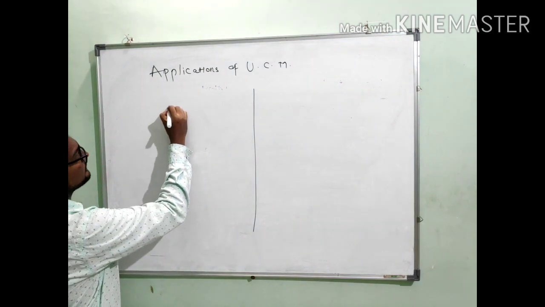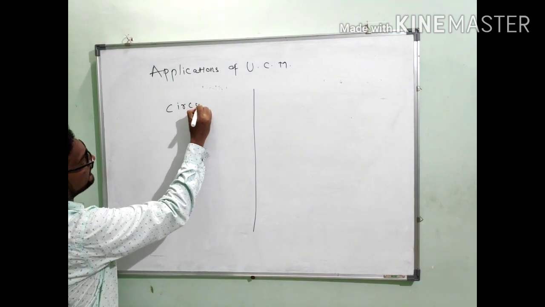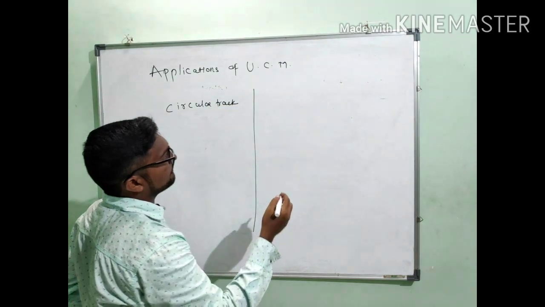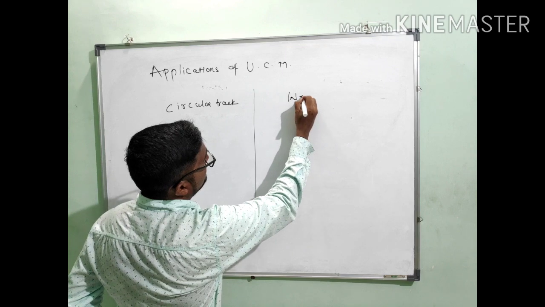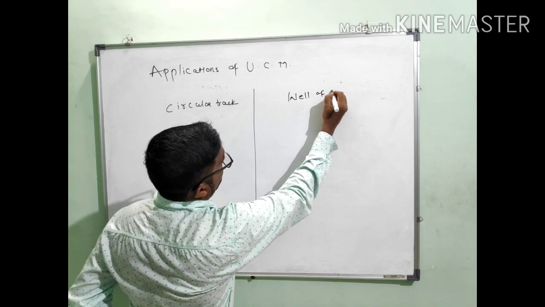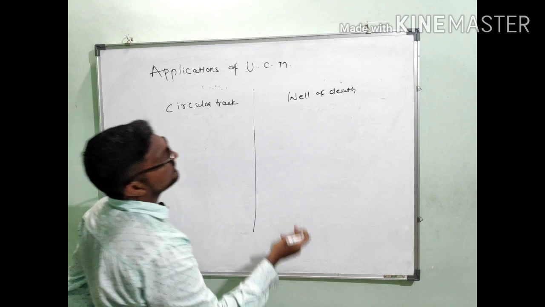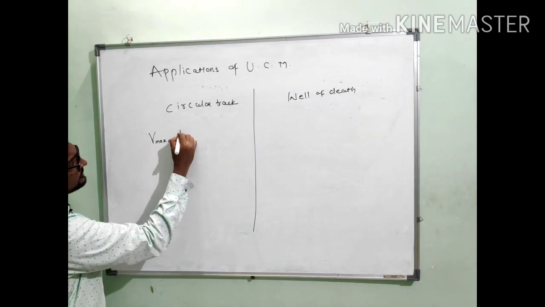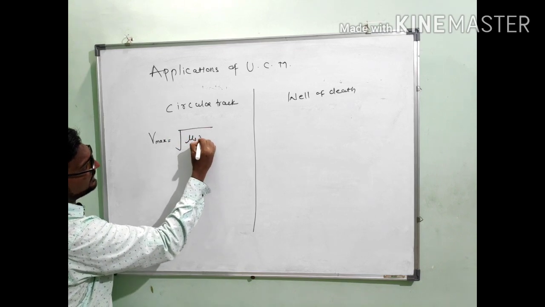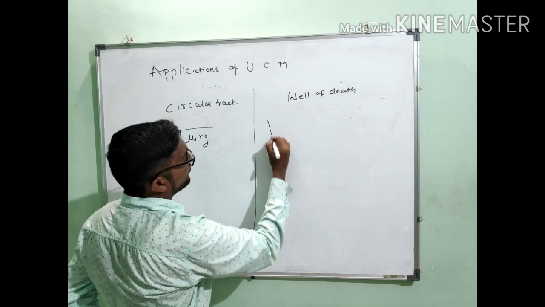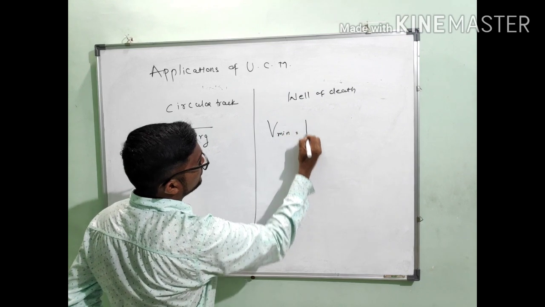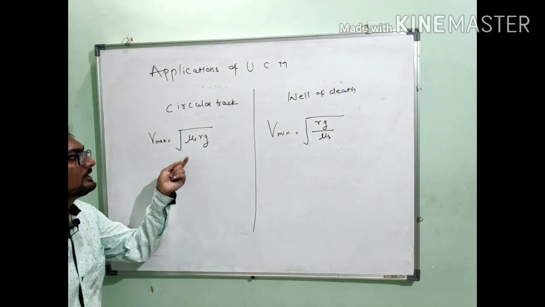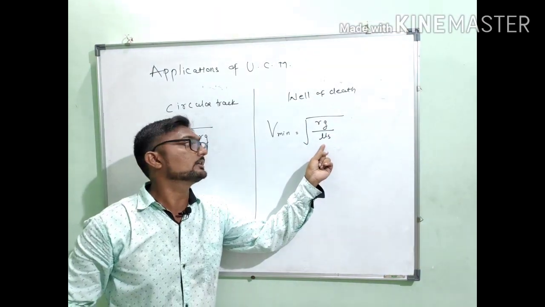So the first example was the vehicle on a circular track, and the second example is the well of death. Here v max is the maximum velocity, under root mu s rg, and here v minimum is under root rg upon mu s. Over here it is multiplied, over here it is divided.